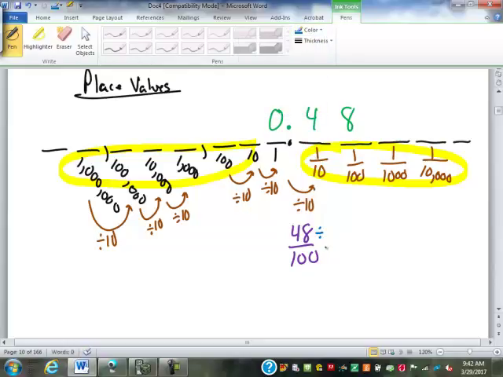Now, as a fraction, I wouldn't leave it as 48 over 100. I would reduce it by dividing both of those by 4. I'd get 12/25ths.